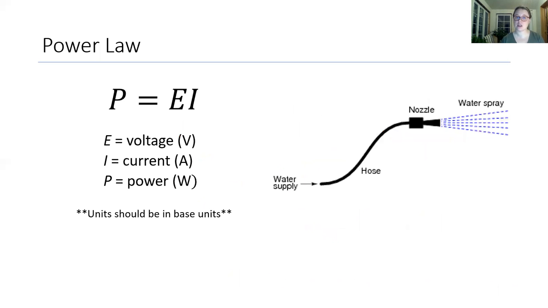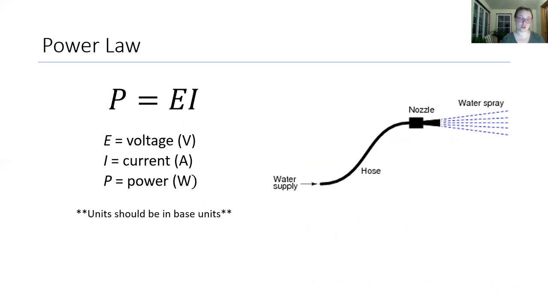All right. Now let's quickly look at the power law. Just 2 quick examples. It won't take us too long. So the power law, and this is why I like to use E instead of V. Okay. The power law is PEI. I always say if you need some help to memorize it, PEI is power.